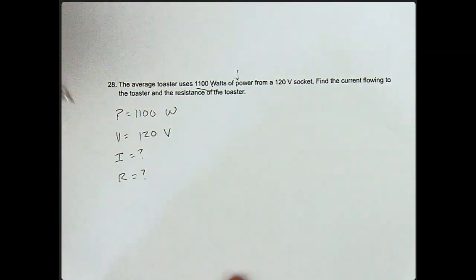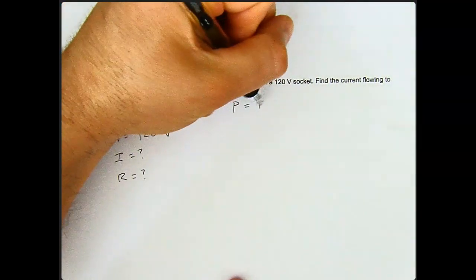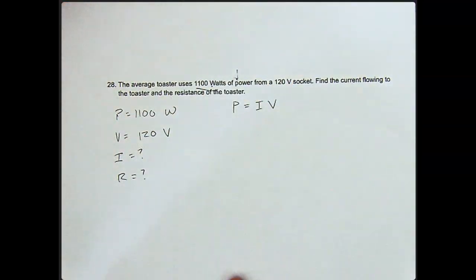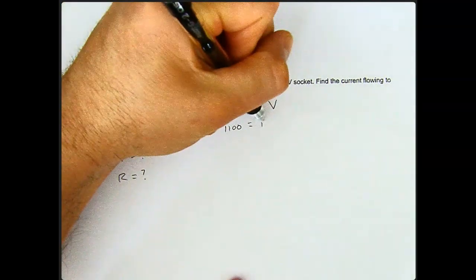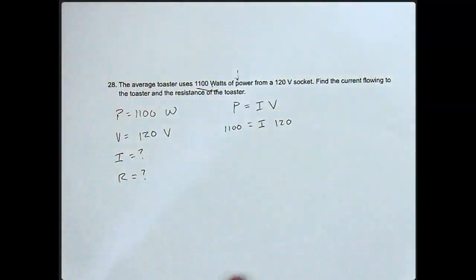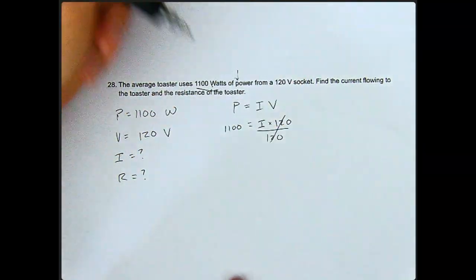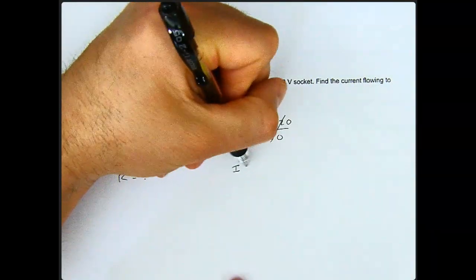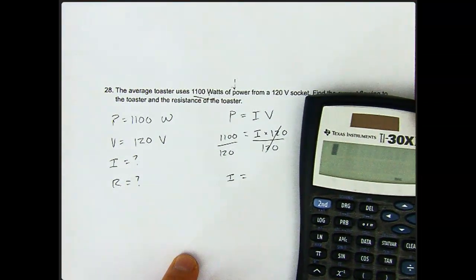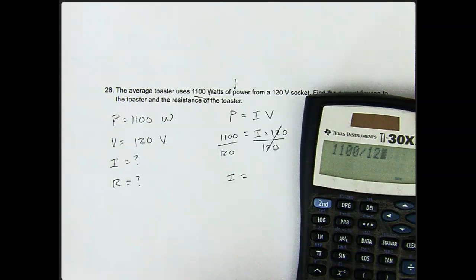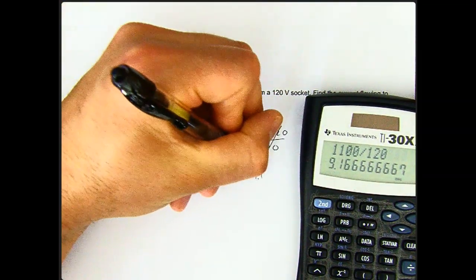Well, the current is the easiest one to find because there's another pretty simple relationship, which is P equals IV. So the power of an electronic is the current times the voltage. So I'm going to go 1100 equals I times 120. Divide both sides by 120. And so I is going to be 1100 divided by 120. So that would be 9.16 amps.